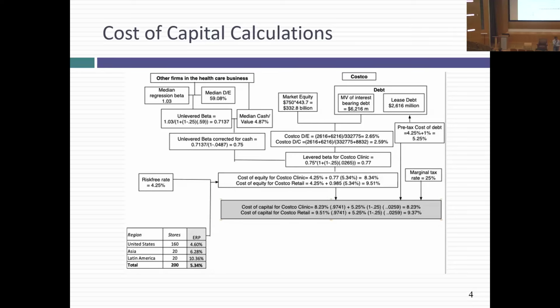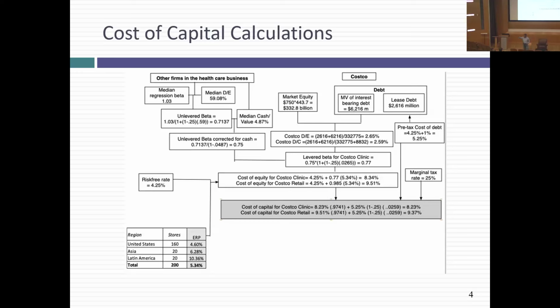And again, I noticed a couple of groups used after-tax. Again, this is not the hill I want to die on or you should die on. But you should use the pre-tax cost of debt because the lease commitments are pre-tax commitments. The low debt ratio feeds into my debt to equity and debt to capital ratio. My levered beta for the Costco clinics is 0.77, which gives me a cost of equity for Costco clinics of 8.34%.